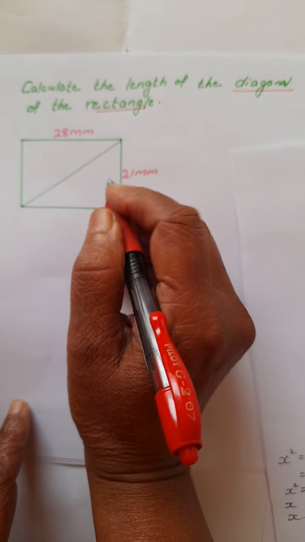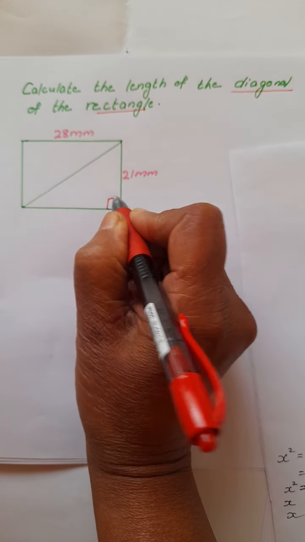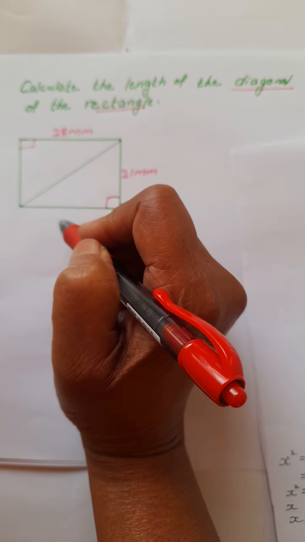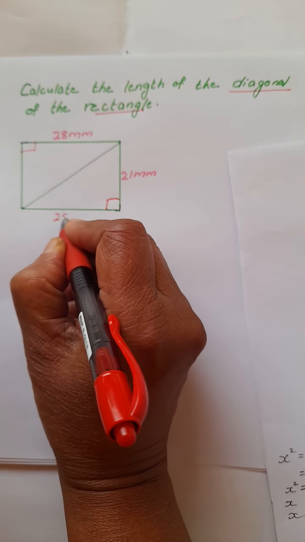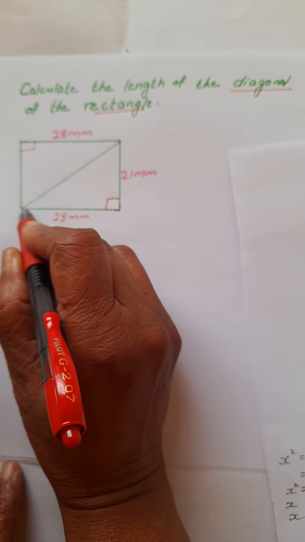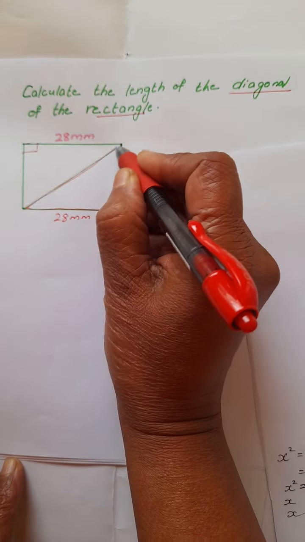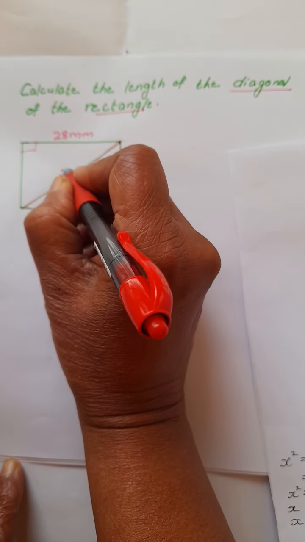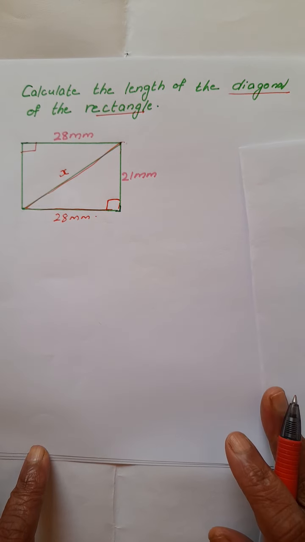That means you must use the properties of a rectangle. We know in a rectangle each angle is 90 degrees, and also the opposite sides are equal. So this is 28 millimeters, so this is also 28 millimeters. Then we will focus on this right angle triangle here. The diagonal is the longest side, it is x. So let's calculate the length of the diagonal.